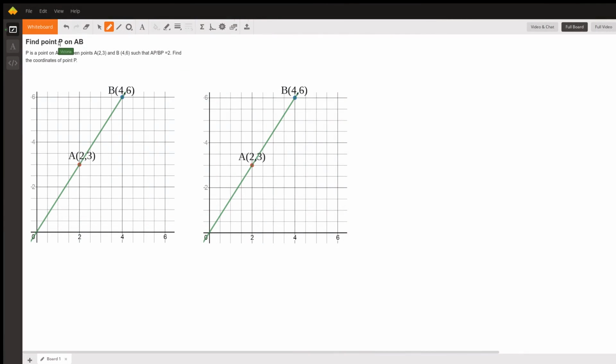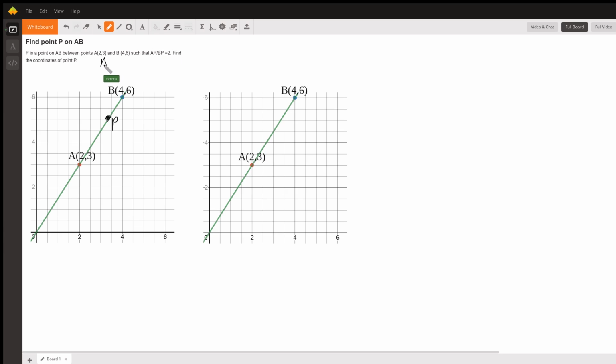Hi, today we're going to find a point P on AB such that when we take the distance from A to P here and divide it by the distance from B to P here, we'll get 2. Now, there's a couple of things that we need to do first. First of all, I'd like to simplify this.